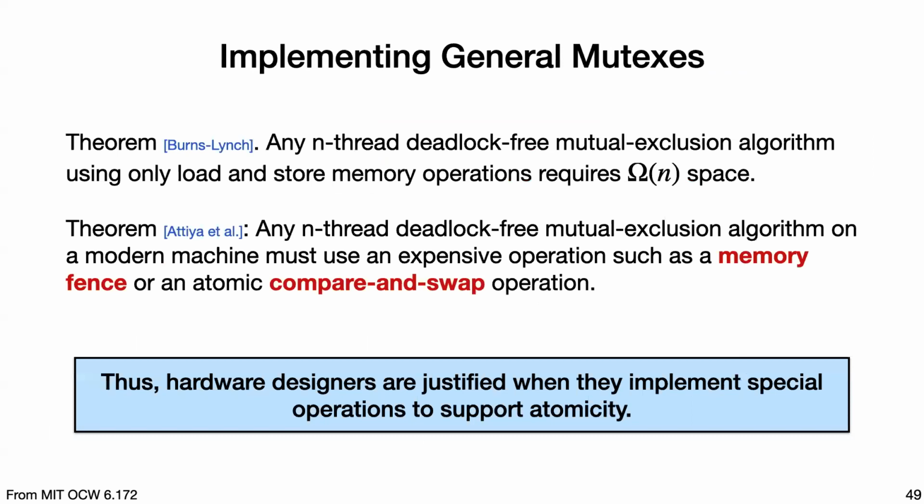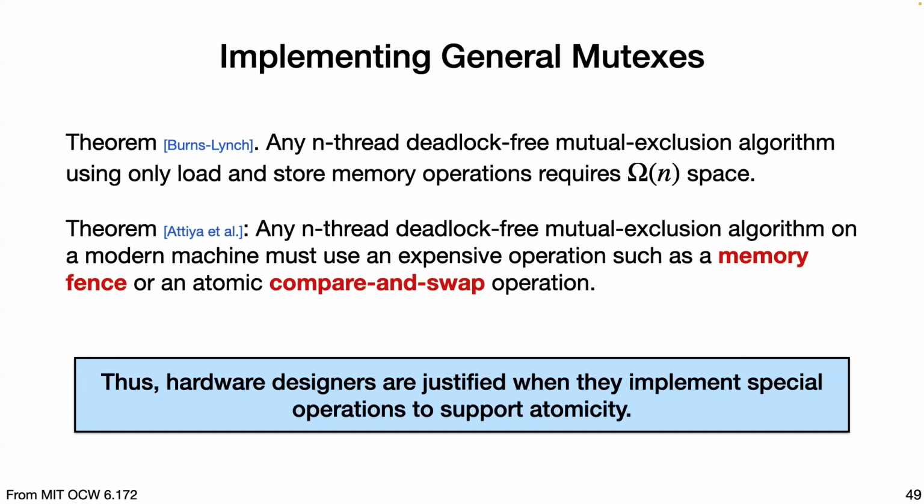And there's a lot of nice theory about these things. One maybe sad one is that any n-thread deadlock-free mutual exclusion algorithm using only load and store memory operations requires Omega(n) of space. So this thing, using turn and A wants and B wants, scales poorly with the number of threads. So that is a little sad, but it is still a nice theory, it's a nice algorithm.